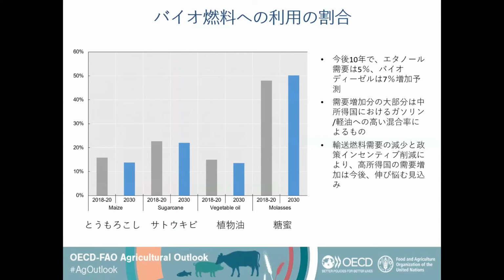Molasses is a bit different. That one is still growing because of the ethanol projections in India, but that's kind of a waste product anyway. So the message here is it's still there, but it's not a growth factor. And that concludes consumption. So let's move to production.